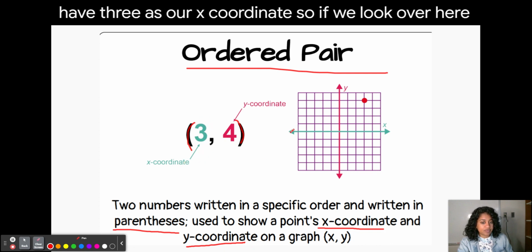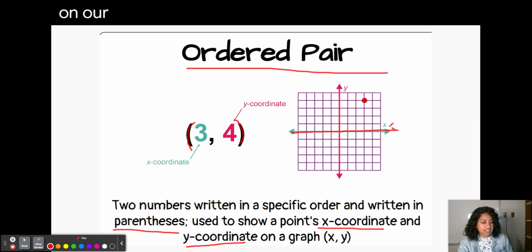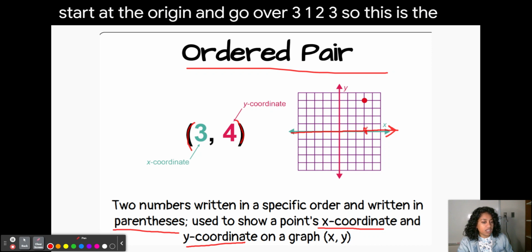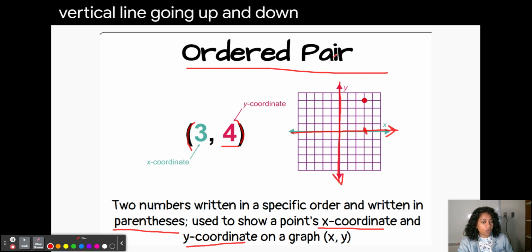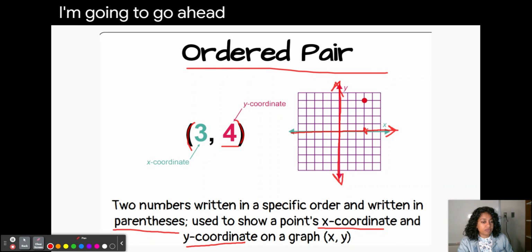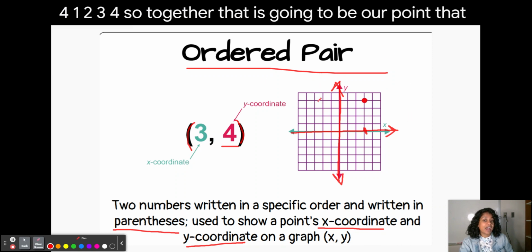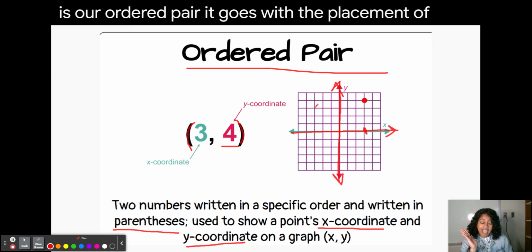If we look over here on our x-axis, we're going to go over 3. We're going to start at the origin and go over 3. 1, 2, 3. So this is 3. And then our y is telling us we need to go up 4. This vertical line going up and down is our y coordinate. So I'm going to start from here and go up 4. 1, 2, 3, 4. So together, that is going to be our point. That is our ordered pair. It shows us the placement of the x and the y.